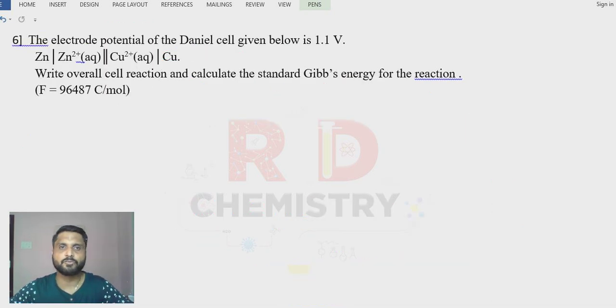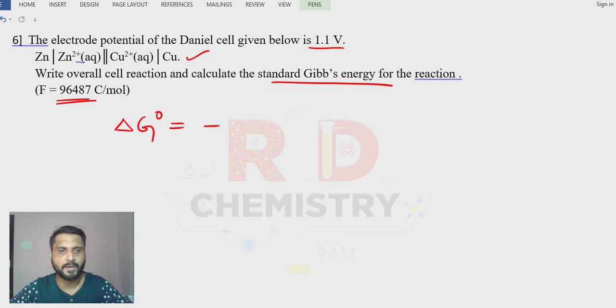Now this is a question from electrochemistry based on the Daniell cell, and we have to calculate Gibbs free energy. The electrode potential is given as 1.1 volt, the equation is given, and the Faraday value is also mentioned. So what is the formula to calculate standard Gibbs free energy? We have the formula delta G naught is equal to minus nF E naught cell, where n is nothing but the number of electrons transferred.